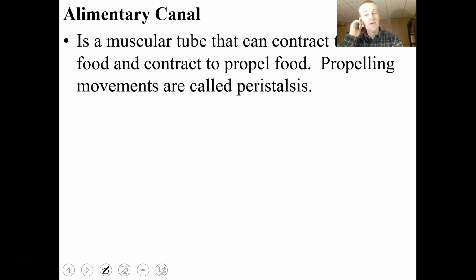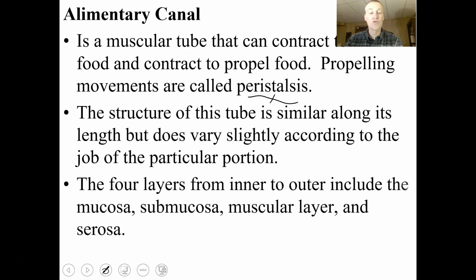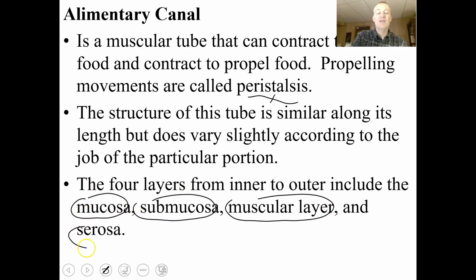Now this muscular tube is going to mix food and contract and propel food. Those propelling movements, as I stated before, are called peristalsis. The structure of the tube is similar along its length in terms of when you cut it in cross-section and look at the layering of it. It does have a mucosa, submucosa, a muscle layer, and a serosa, but there are slight variations according to each job that each portion performs. The 4 layers will include the mucosa, submucosa, the muscle layer, and the serosa.